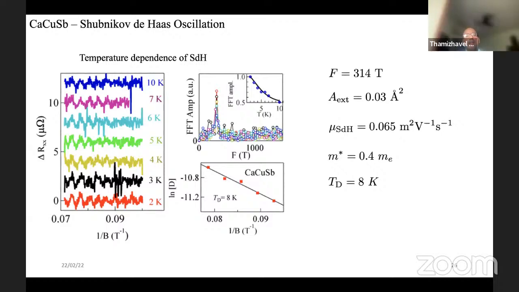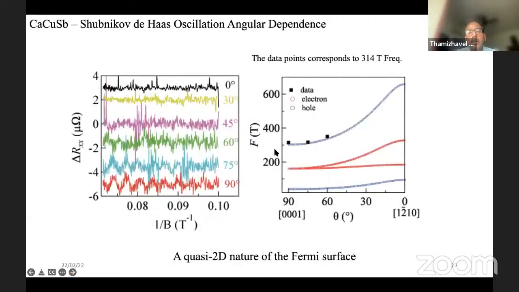Yeah, sure. So the temperature dependence of this calcium copper antimony is shown here. As the temperature is increased, the amplitude of the oscillation decreases. And from the temperature dependence of this FFT amplitude, we have calculated the mass as 0.4 m0. And from the field dependence, we have also calculated the Dingle temperature as 8 Kelvin here. And the angular dependence has also been done, and it follows the 1 over cosine theta formula, which confirms the two-dimensional Fermi surface nature of this calcium copper antimony.